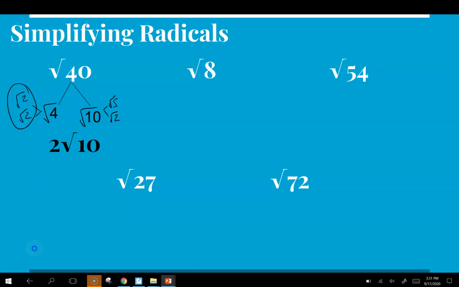Square root of 8, I'm going to break that apart to be 4 and 2, okay? So we're square rooting each piece. Well, the square root of 4 is 2, and the square root of 2 cannot be simplified anymore. So it's 2 square root 2.